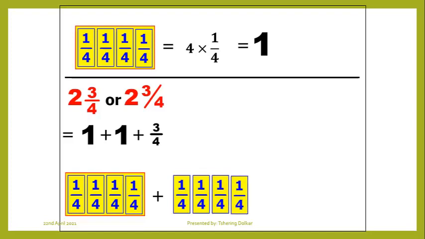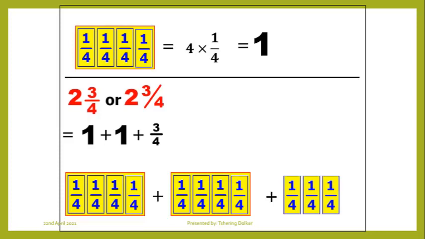1, 2, 3, 4, another whole. So we got our 2 wholes. And then let's represent 3 over 4. That means we will be taking how many quarters? 3 quarters, right? 1 quarter, 2 quarters and 3 quarters. Now we are done. We have finished representing the quarters there.